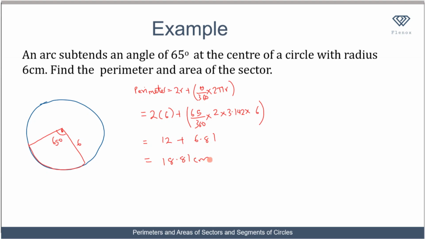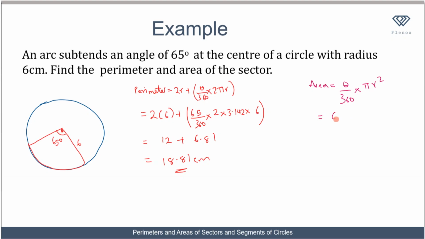18.81 centimeter. So the perimeter of this sector indicated with this red marker is 18.81 centimeter. So the second part now asks us to find the area. So we've said that the area of the sector is given as theta over 360 times pi r squared. So that is pretty straightforward.